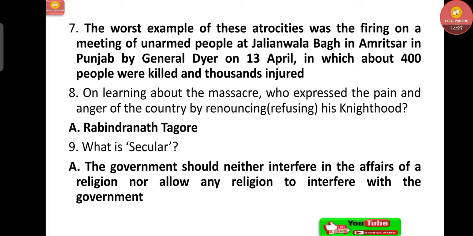Where did this Jallianwala Bagh massacre occur? That was in Amritsar, Punjab. And who was responsible for this? That was General Dyer. And on which date? That was on 13th April. How many were killed? 400 people were killed and thousands injured.